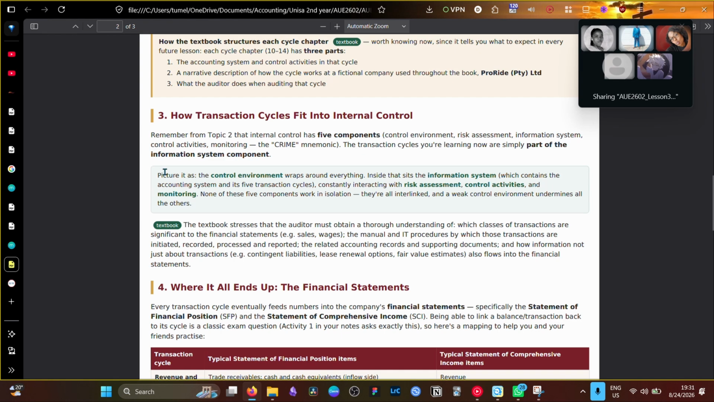But yeah, here it reads: picture it as the control environment. The control environment wraps around everything.